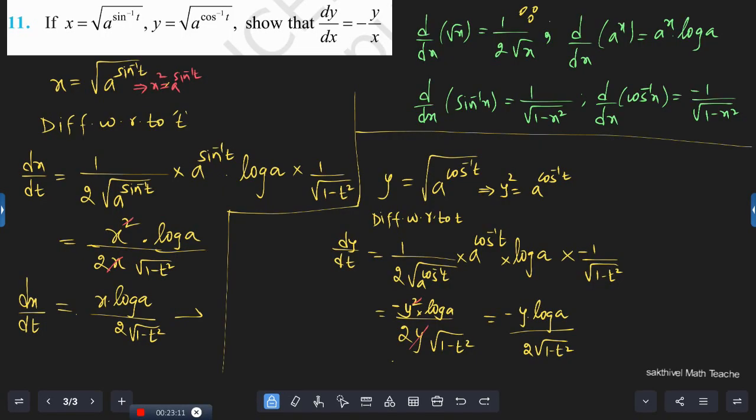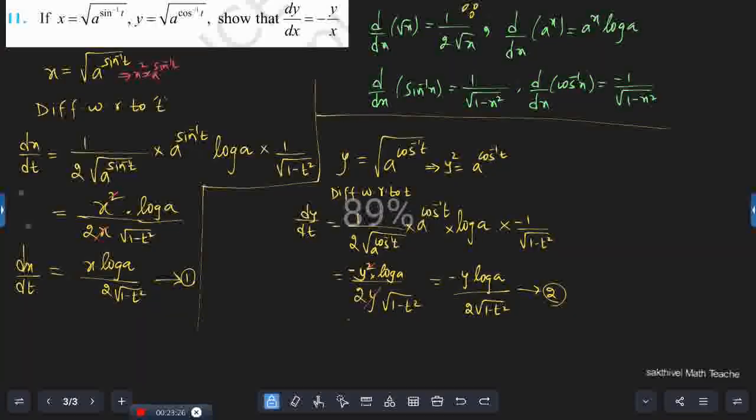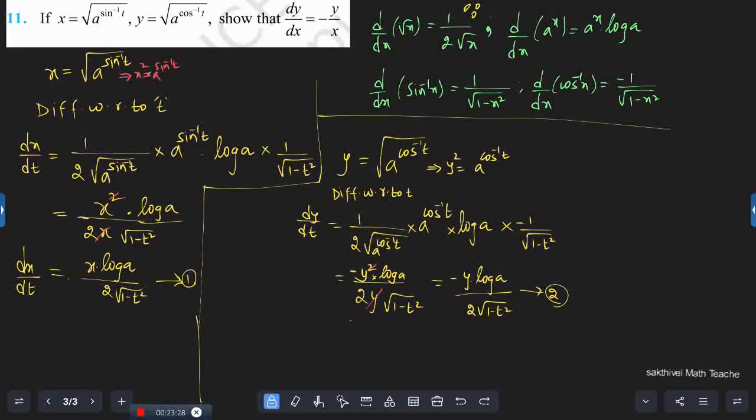So this is my answer number 1, dx by dt. This is my answer number 2, dy by dt. Okay, we have now both. These two we have to divide. If you divide, you will be getting the final answer. Therefore, dy by dx, now what we have to do? Dy divided by dt whole divided by dx divided by dt.